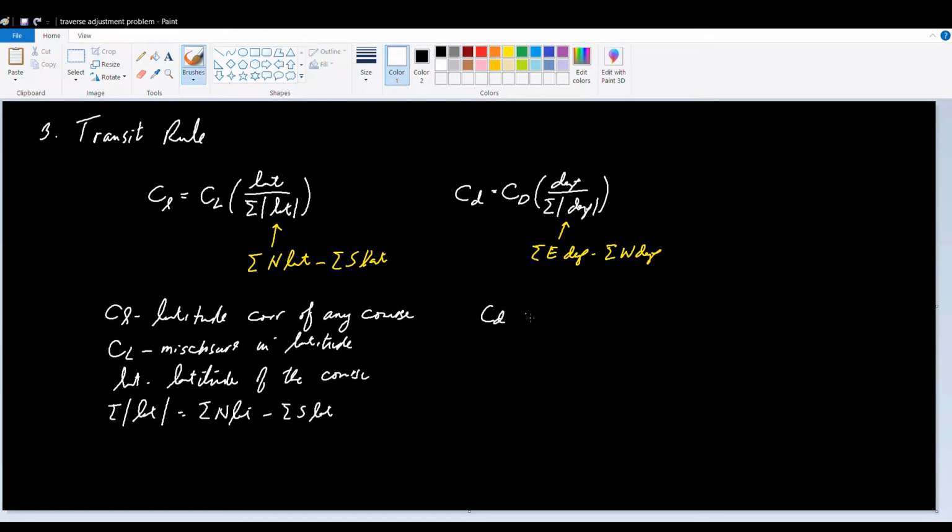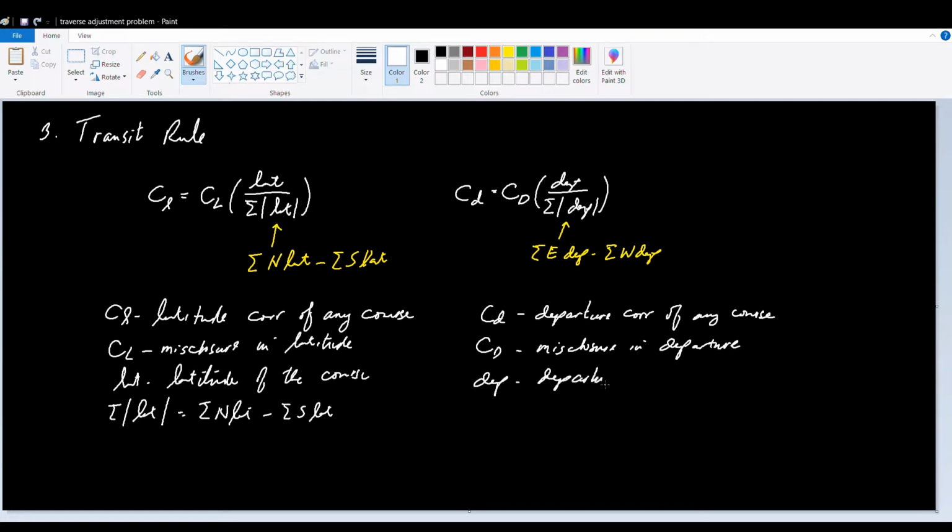So C sub D refers to the departure correction of any specific course. C sub D is the missed closure in departure. Dep refers to the departure of any particular course, and the sum of the departure absolute values is the sum of east departures minus the sum of the west departures. Okay?